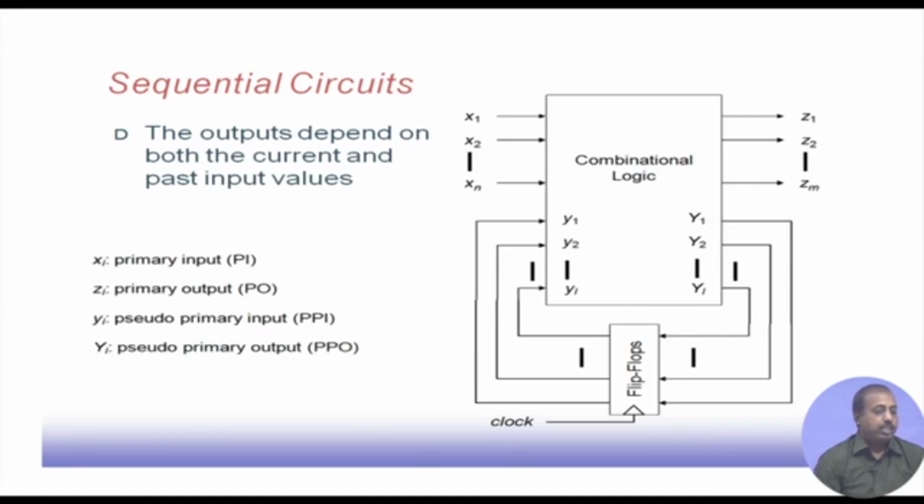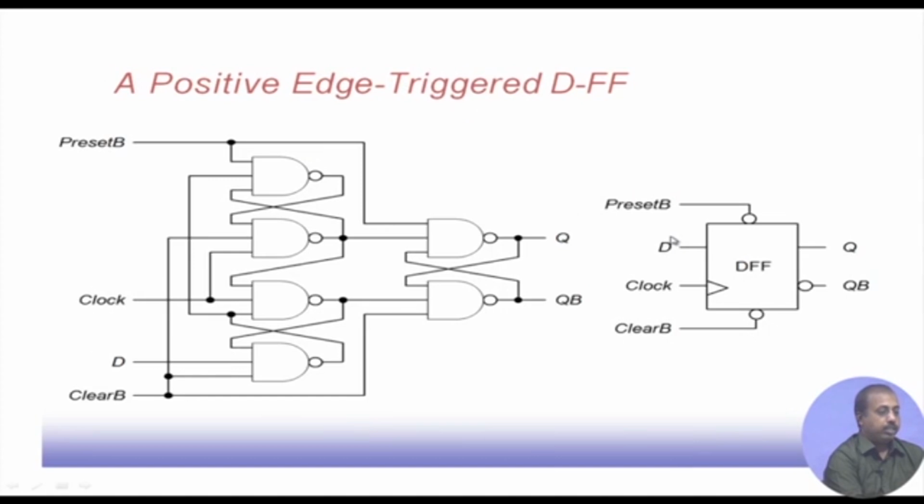For sequential circuits, the output will depend both on current and past values. So, this may be the model. We have the primary inputs, primary outputs, pseudo primary inputs through these y i lines, and pseudo primary outputs through these capital Y lines. So, this may be the model for the sequential circuit.